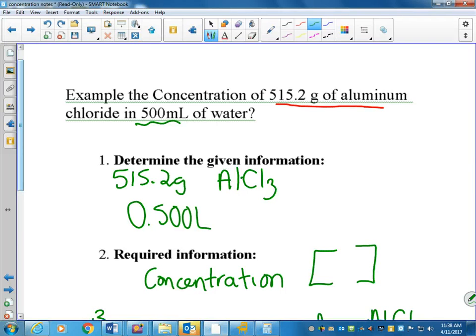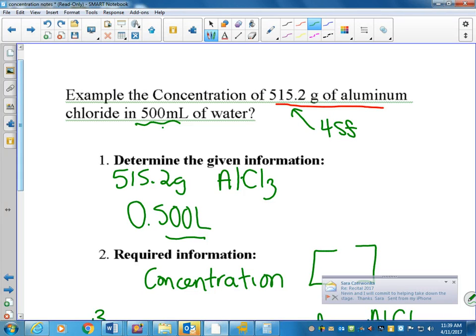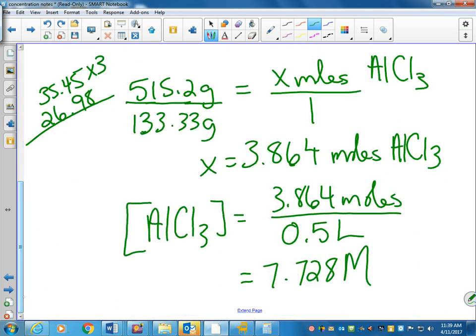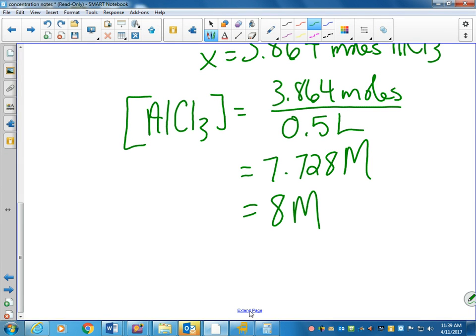This is me specifically writing it in milliliters, but in the original question there's only 1 sig fig. So we always go with the original question. Lots of times when you're measuring liquid, you measure to the tenth, so you'll probably have 3 or 4 sig figs, usually when you measure using a graduated cylinder. But in this question it's only 1 sig fig, so our answer is: the concentration of aluminum chloride is 8 molar solution. Okay?